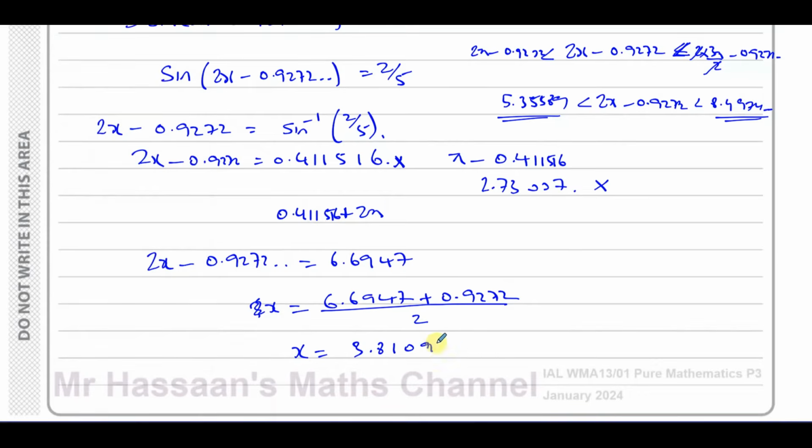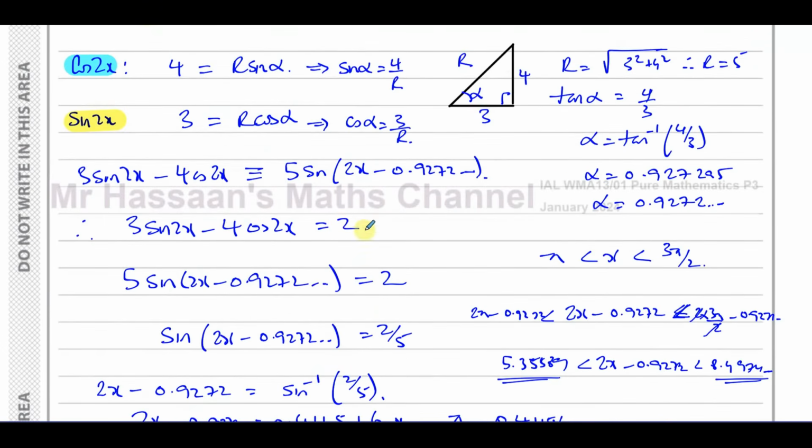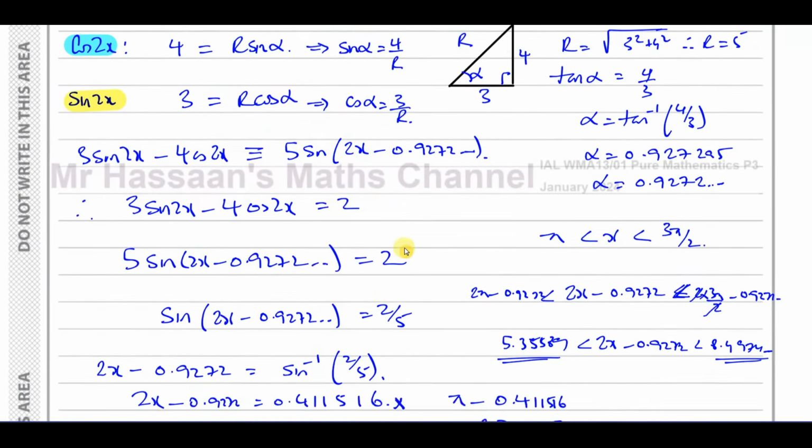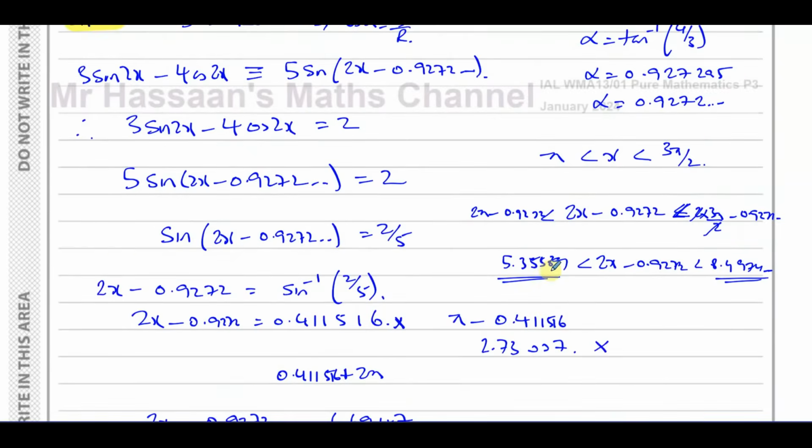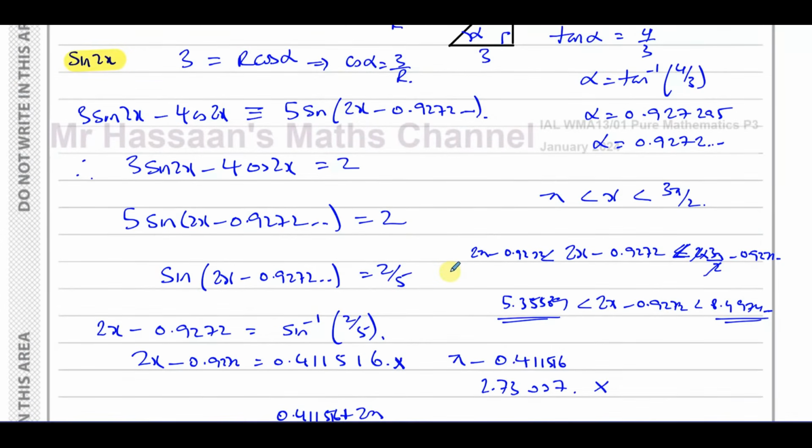3.81095. So therefore x equals 3.81 radians to 3 significant figures. That's the value of x, and that answers this question. It's a bit involved at the end, working out what angle to choose. You just have to keep your wits about you.